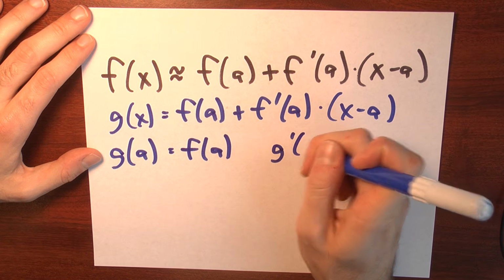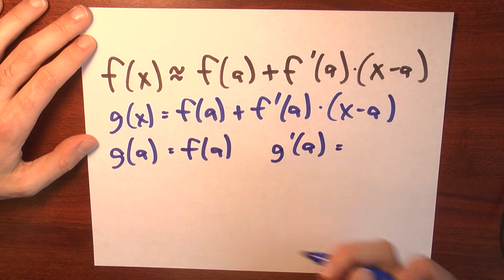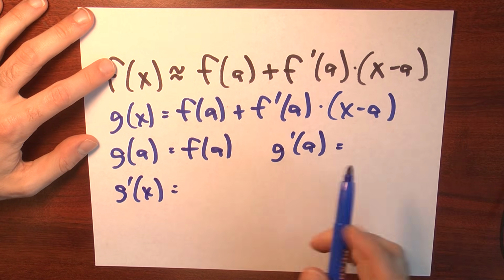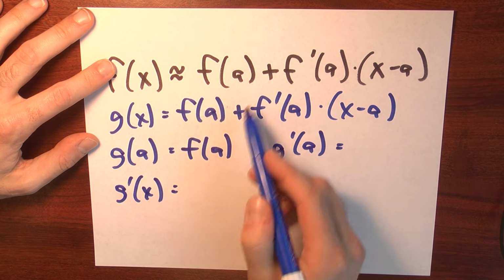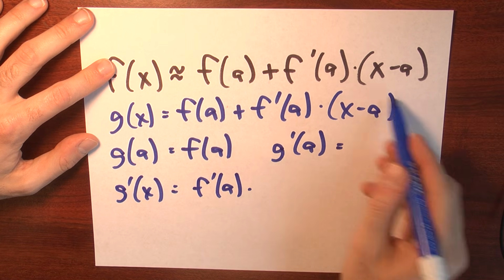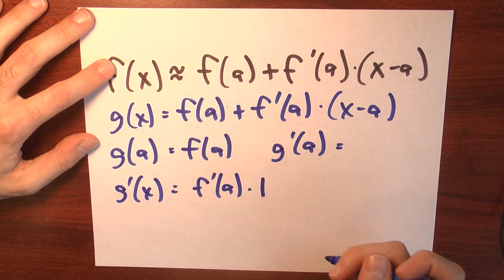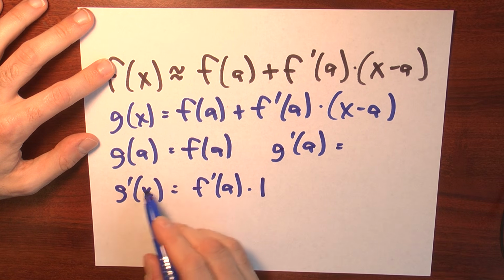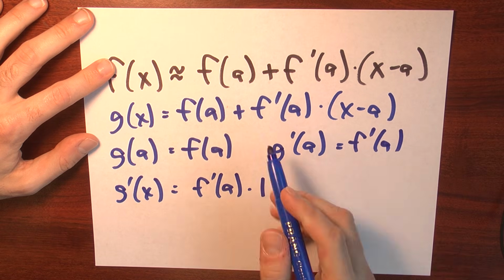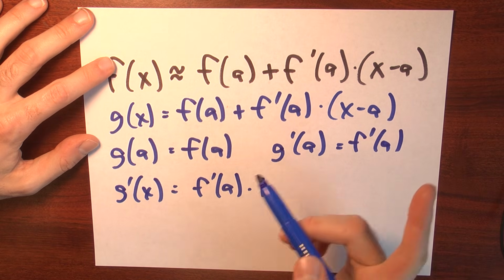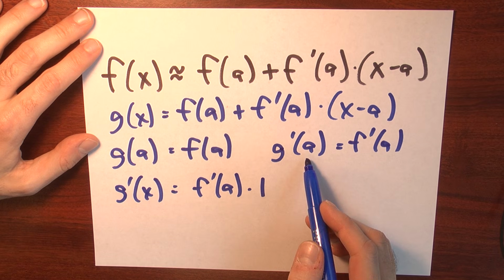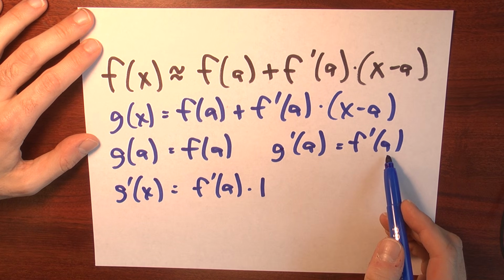And what's the derivative of g at a? Well, it's the derivative of this constant, which is 0, plus the derivative of this. This is a constant, so it's f prime of a times the derivative of this. But what's the derivative of this with respect to x? It's just 1. So the derivative of g, regardless of what x is, is just the derivative of f at a. So look, the function g here is a function whose value at a is equal to the value of f at a, and whose derivative at a is equal to the derivative of f at a.